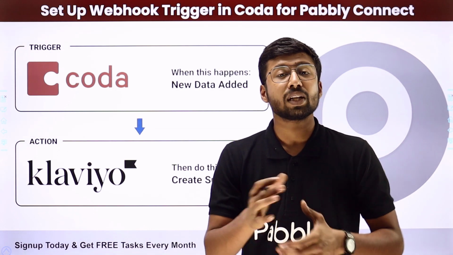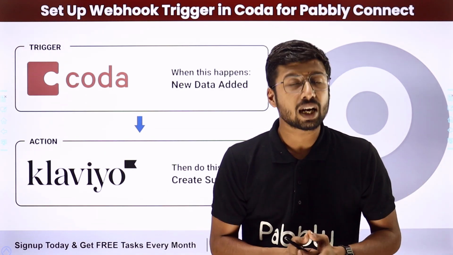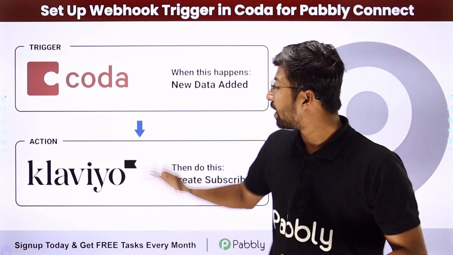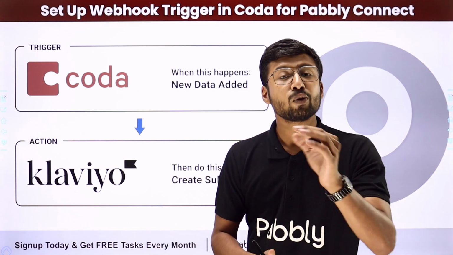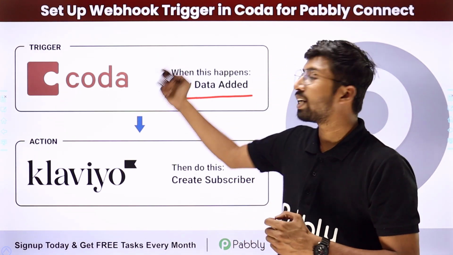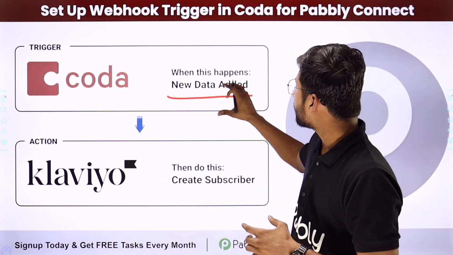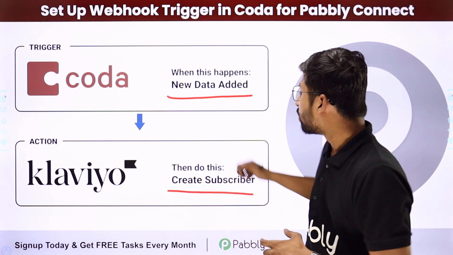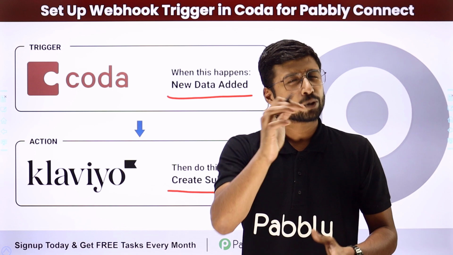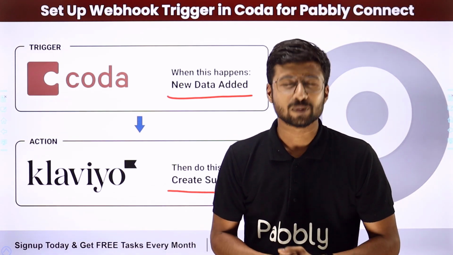Let's say, for example, we are adding some details of a new contact in Coda, and we want that whenever we add those details, with the same details, those people should be added as subscribers in Klaviyo. So we are going to see how you can automate this process, where we are going to get new data whenever it is added in Coda using the Webhook URL which we are going to add. And after getting those contact details, we are going to send that same data to Klaviyo using Pabbly Connect, and we are going to create the subscriber over there. So if you want to know how you can set up this automation, you just have to come with me to my screen.